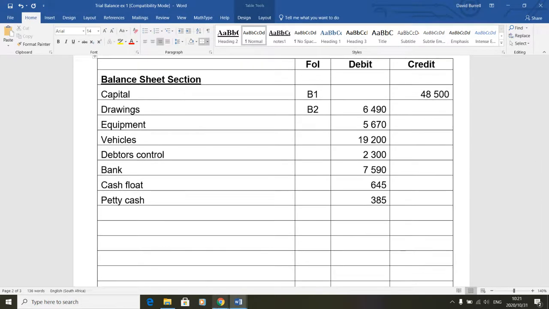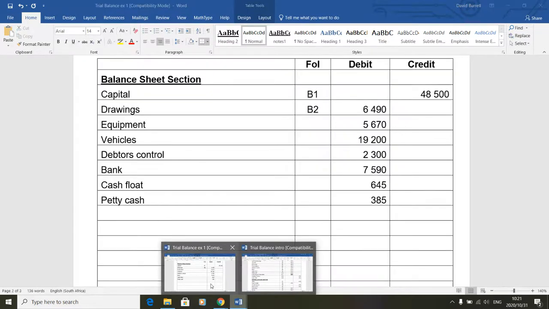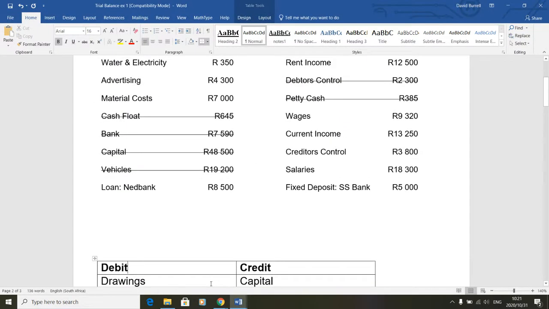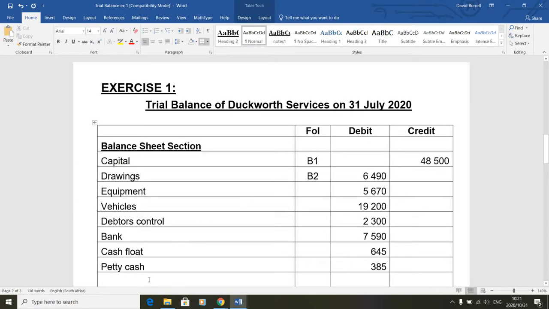What's next? Now, those are all the current assets. So the next thing you would look for is accounts we haven't really dealt with at all. Fixed deposit, and that would also have a debit because it's going to be money that you have in the bank. Is there a fixed deposit? Yes, there is here. Fixed deposit with SS Bank, 5,000. That would be a debit. So fixed deposit.